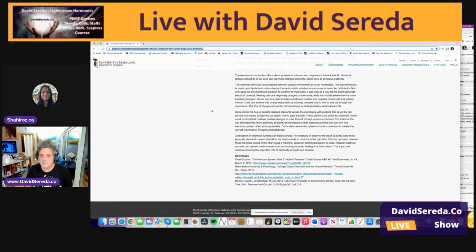The contents of the cell are protected from the outside environment by a cell membrane. The cell membrane is made up of lipids, which are fats, that create a barrier that only certain substances can cross to reach the cell interior. Not only does the cell membrane function as a barrier to molecules, it also acts as a way for the cell to generate electrical currents. Resting cells are negatively charged on the inside, while the outside environment is more positively charged. This is due to a slight imbalance between positive and negative ions inside and outside the cells.